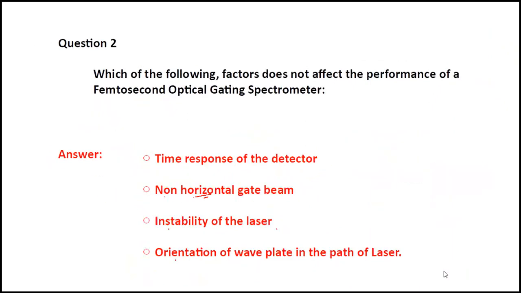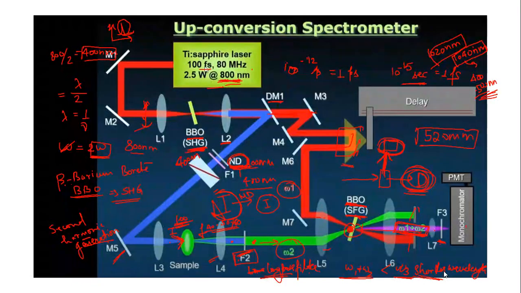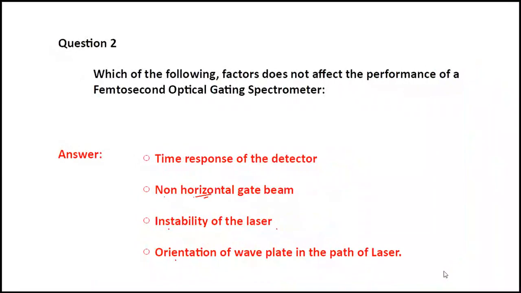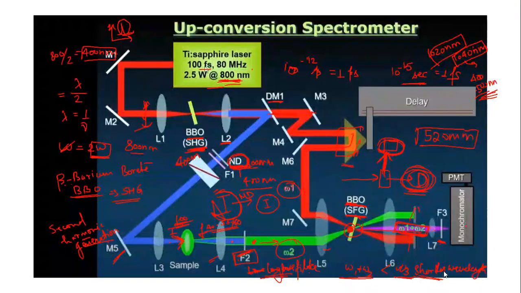The question was, which of the following factors does not affect the performance of a femtosecond optical gating spectrometer? So here, first of all, the option was non-horizontal gate beam. What is a gate beam? The gate beam is the initial source of light, of 800 nanometer, that is filtered out by this dichroic beam splitter. This is the gate beam.